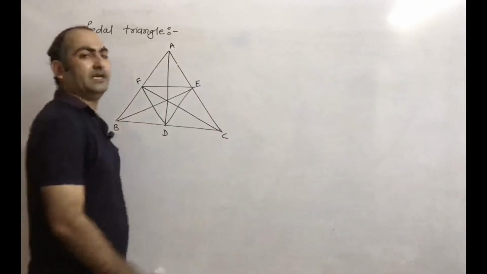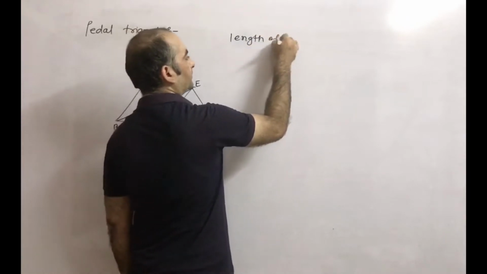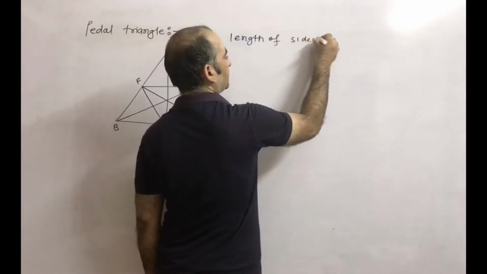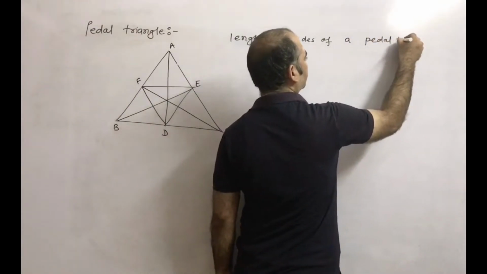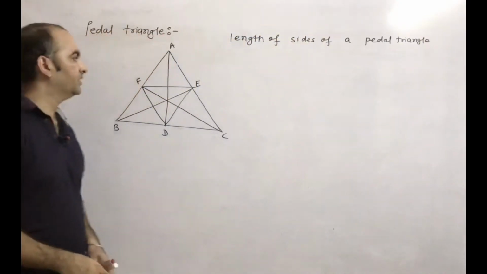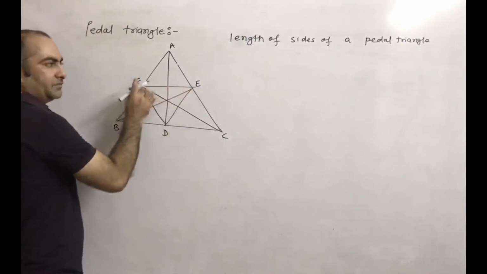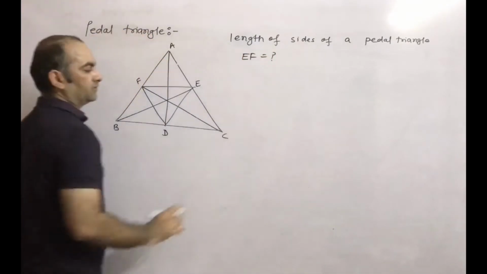Next we are discussing the length of the sides of a pedal triangle. We are finding the sides. First we are finding EF. Similarly, we can find the other sides also.